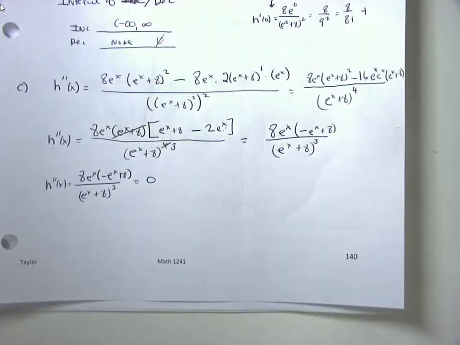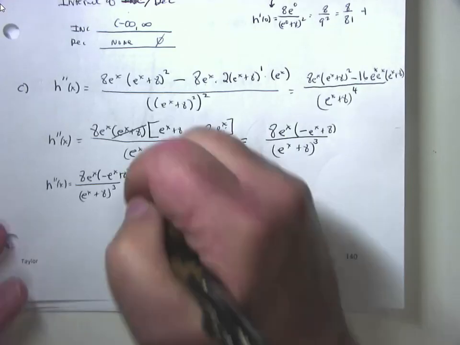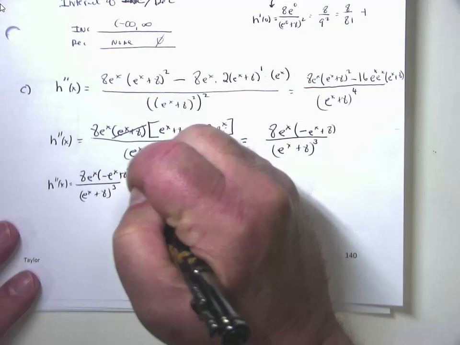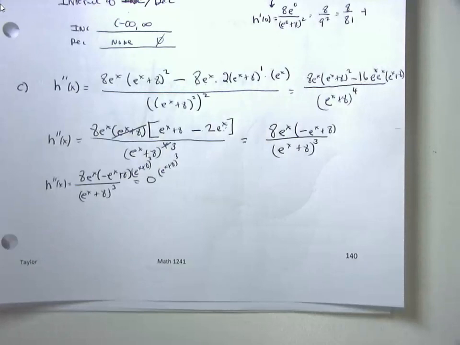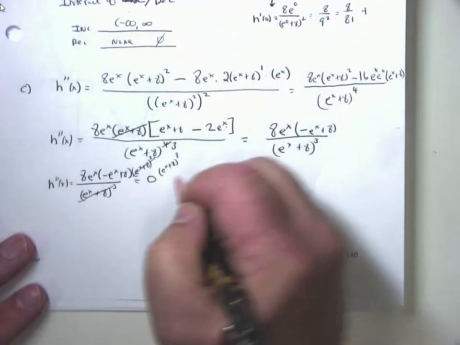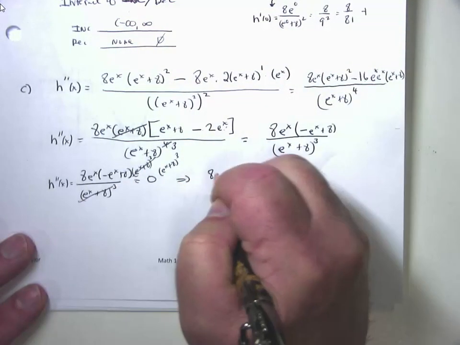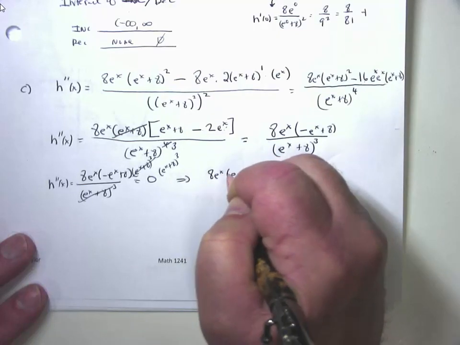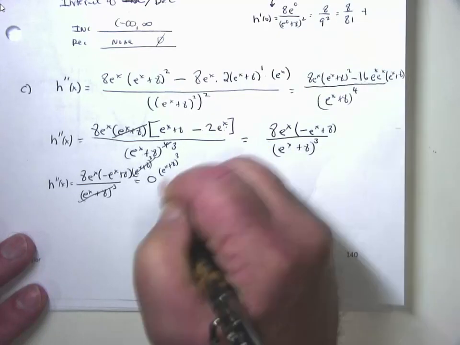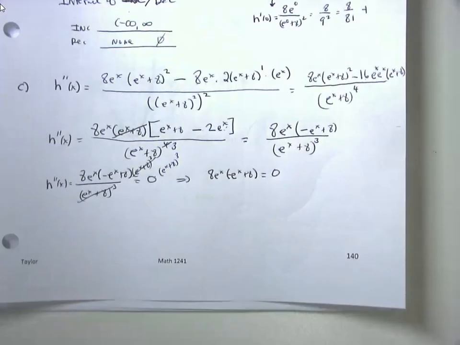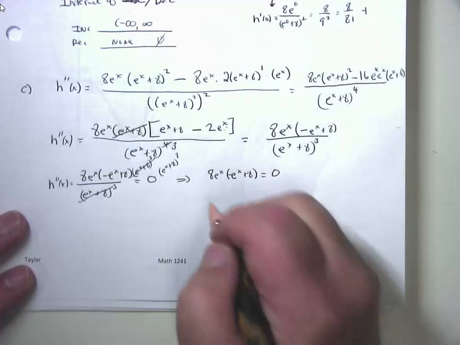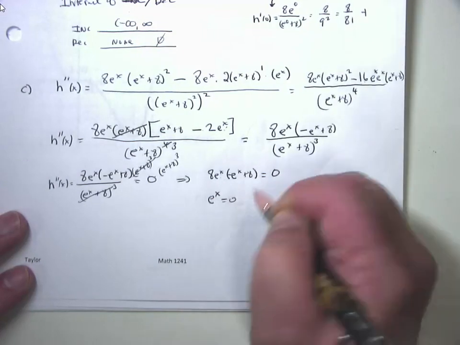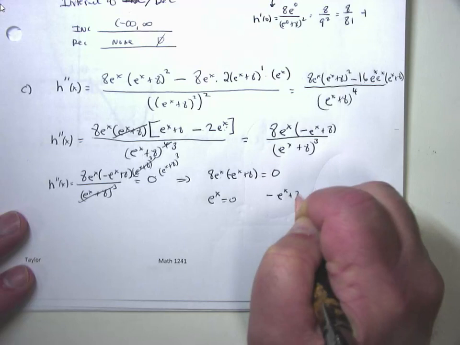How would you solve this thing? What are you going to do next? I'm going to multiply both sides by (e to the x plus 8) cubed. Does that make sense? This cancels, leaving me with 8 e to the x times (negative e to the x plus 8) equals 0 times anybody is 0. Now I'm going to set each factor that has an x in it equal to 0: e to the x equals 0 and negative e to the x plus 8 equals 0.